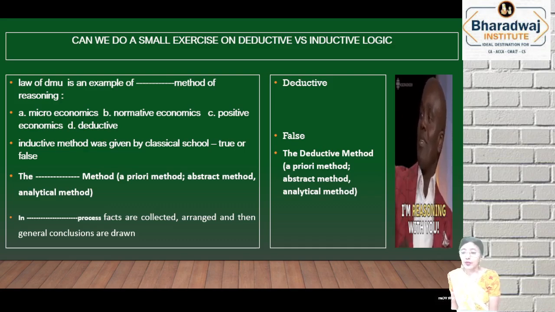Okay. Third one, answer is already there. Deductive method is called by alternative names. Look at the alternative names: a priori method, abstract method, analytical method. All these are the deductive method. For the inductive method, you remember, historical method, statistical method. Okay.